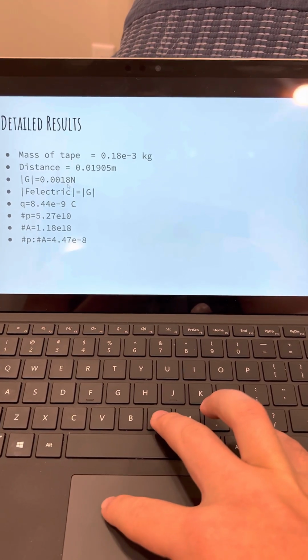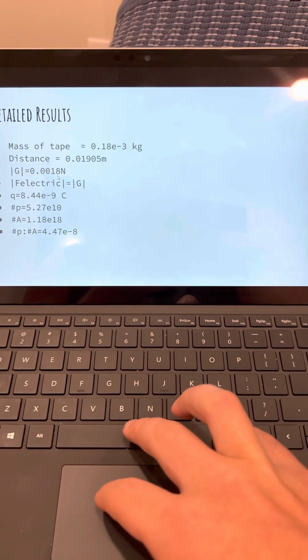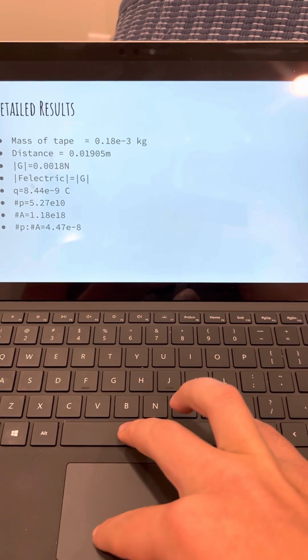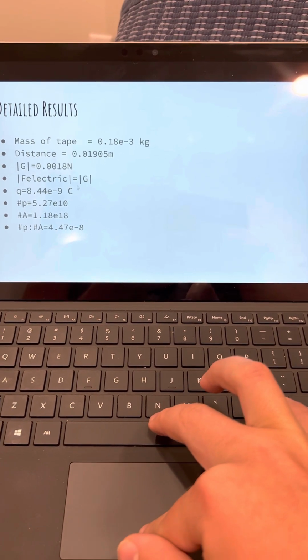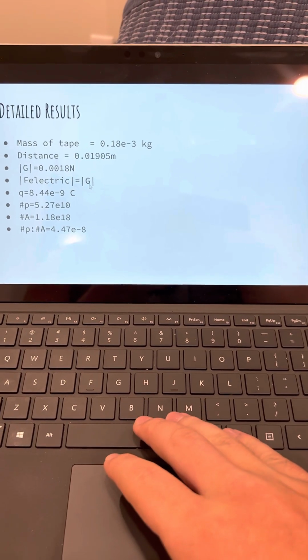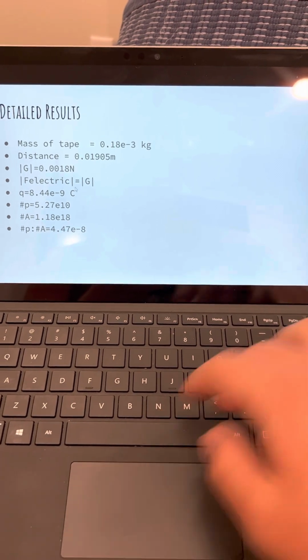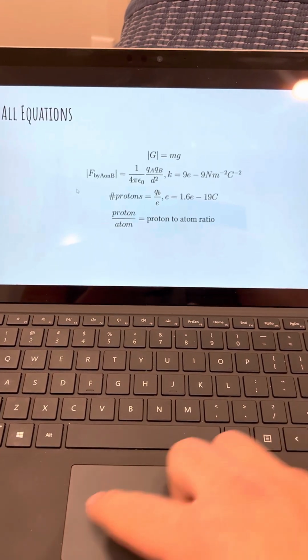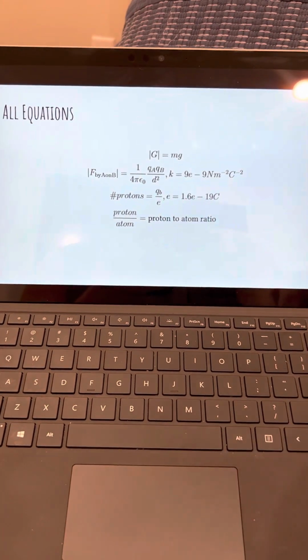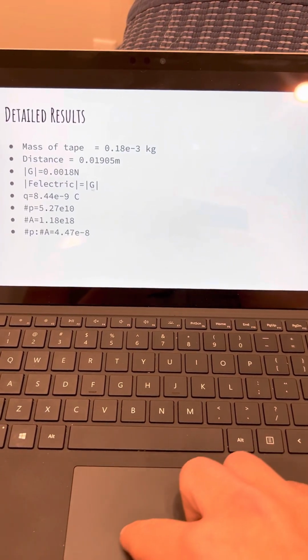First we find gravity using the first equation shown. Then we use the electric force equation. We set it equal to gravity since it's at equilibrium, which means these two must be equal. Then we can algebraically manipulate these two to find Q, since QA equals QB, and we get this value of Q.